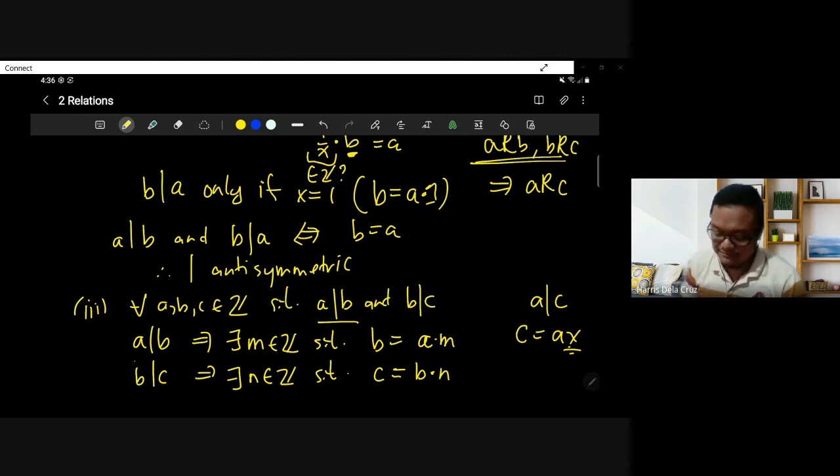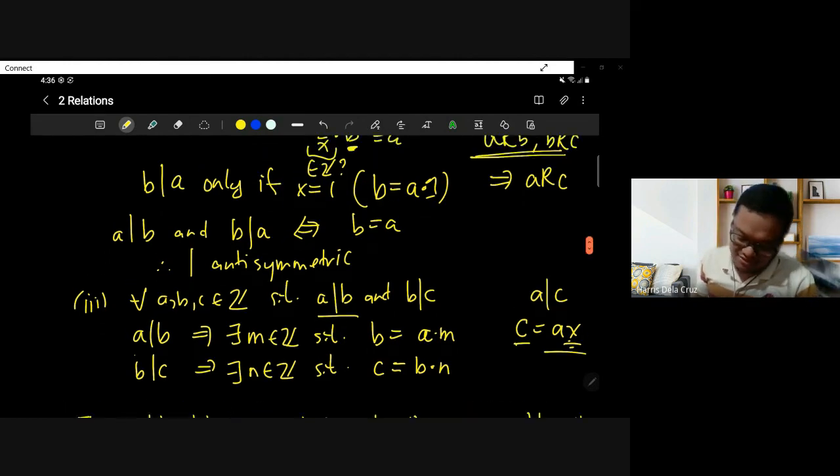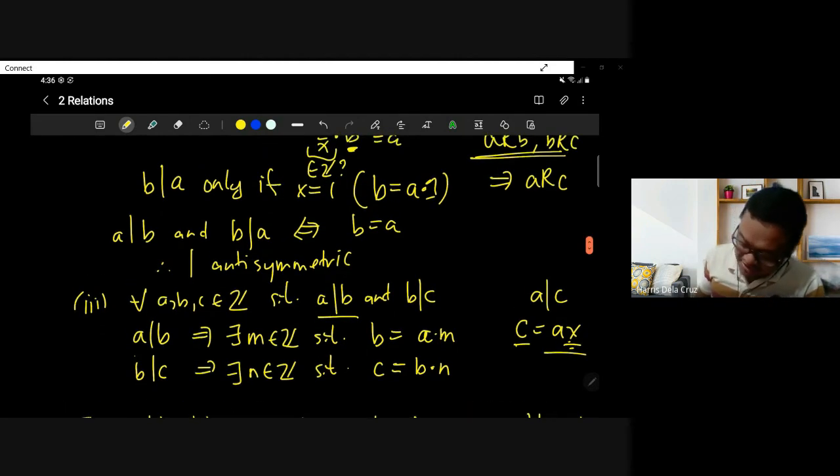Okay, nasusundan. So, next, kailangan mo i-relate yung C tsaka yung A. So, kailangan mag-combine yung C tsaka yung A. Well, madali na yan kasi meron ka ng C. So, C is equal to B times N. Pero sabi natin ang B ay AM. So, this is AM times N.